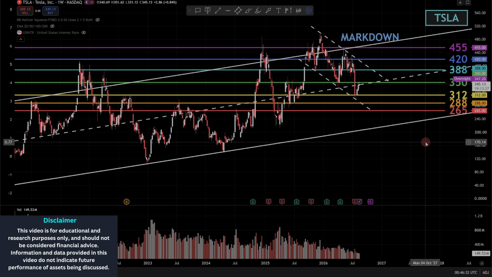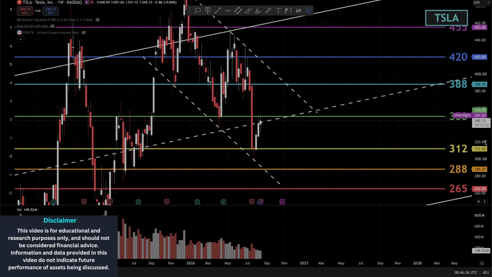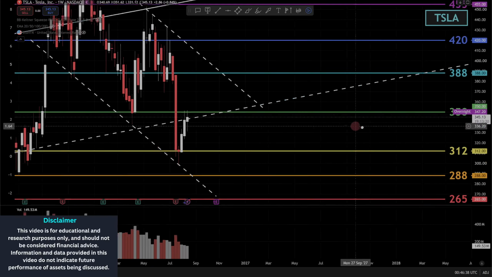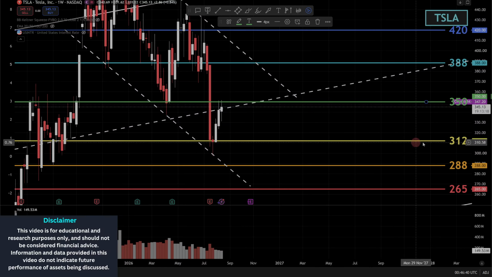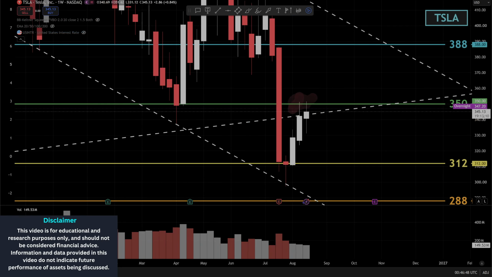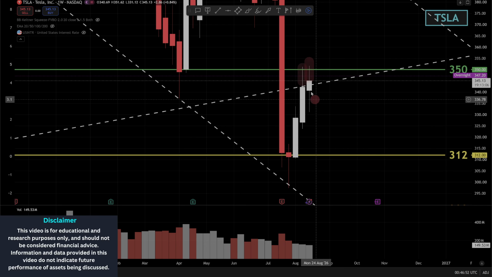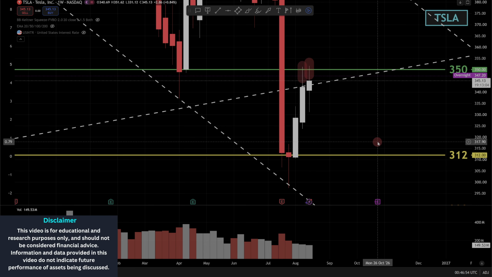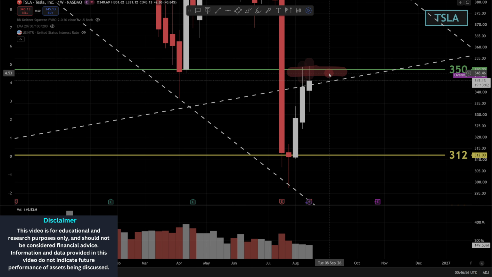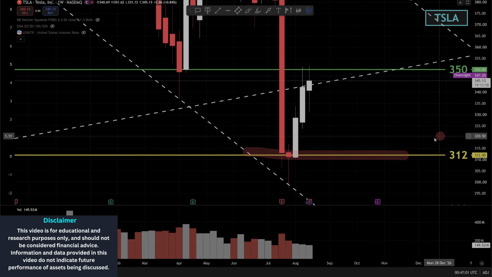Now, remember, this is education content only, not financial advice. The major resistance is this green key level of 350. Okay, for 2 consecutive weeks, it has been acting as the major resistance. You see the wicks from the top, right? Those candlesticks. There are clear selling pressure from above that particular price zone. And the major support remains 312.